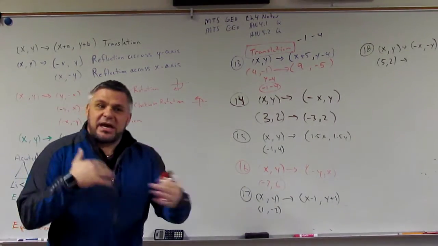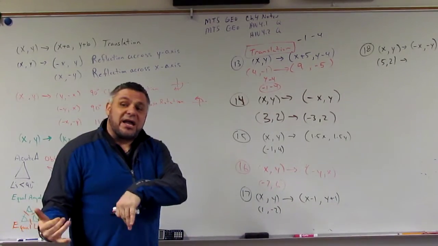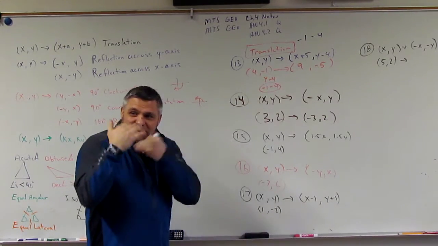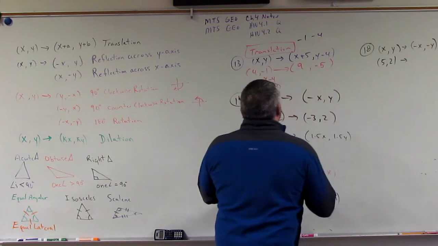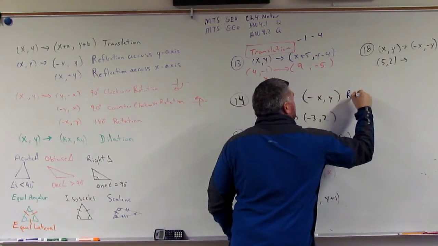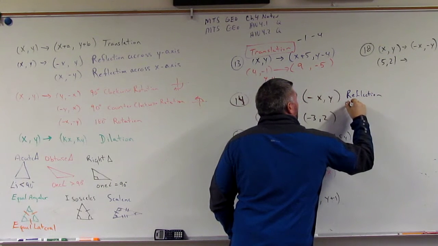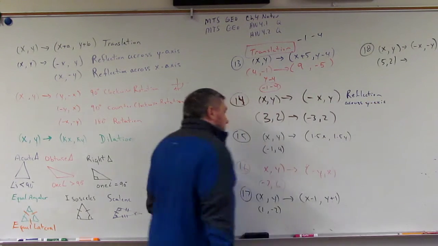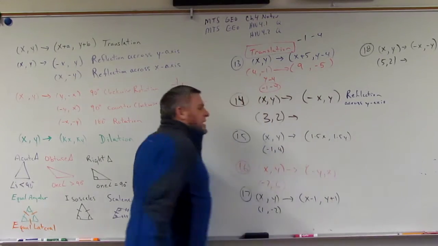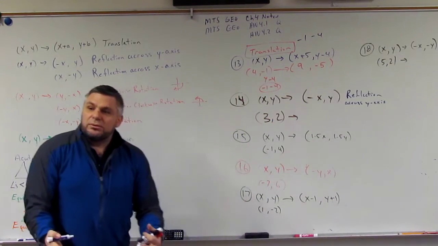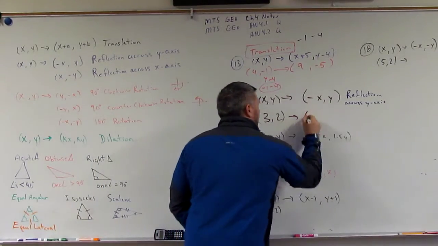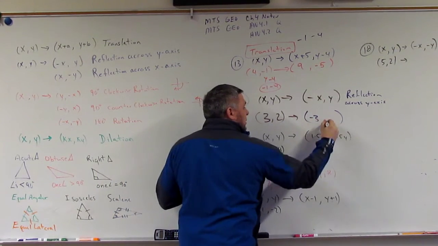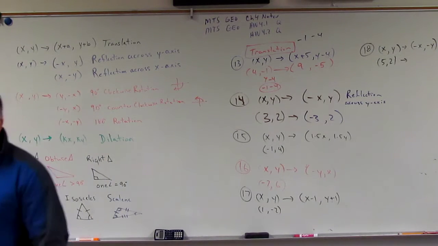Across the y. It's kind of weird, right? Because if it's a negative x, it's across the y. If it's a negative y, it's across the x. So you kind of have to remember that it's a little bit backwards. So that means it's a reflection across the y-axis. If they gave us that 3 and 2, then what's the new point? The new point would be negative 3, 2. So the x becomes negative, and the y is the same. Does that make sense?